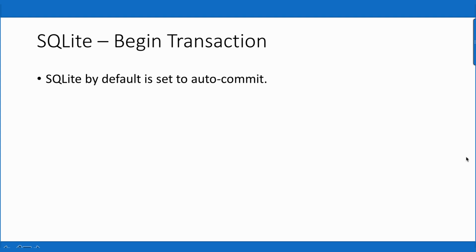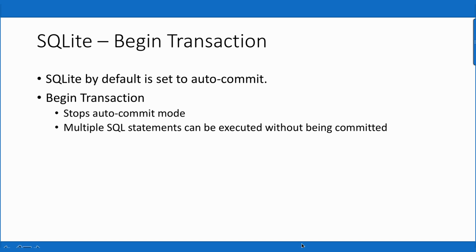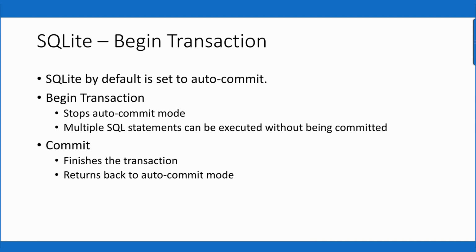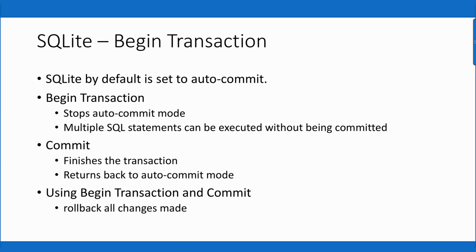To summarize begin transaction, SQLite by default is set to auto commit. When an SQL statement is executed, it is automatically committed. Begin transaction stops the auto commit mode. This means multiple SQL statements can be executed without being committed. The commit finishes the transaction and allows SQLite to return back to auto commit mode. And using begin transaction and commit allows the ability to roll back all changes made. It is useful when all SQL statements must be executed successfully.